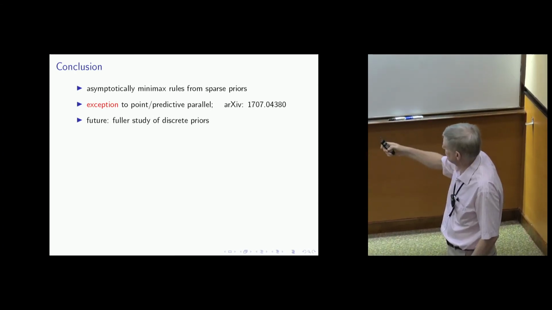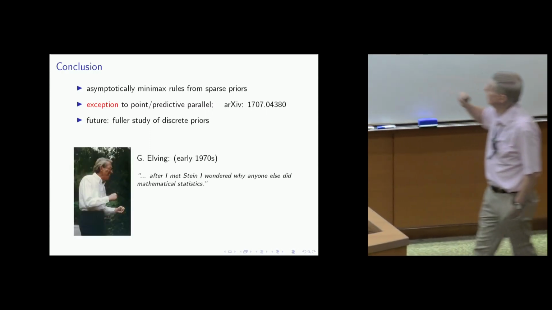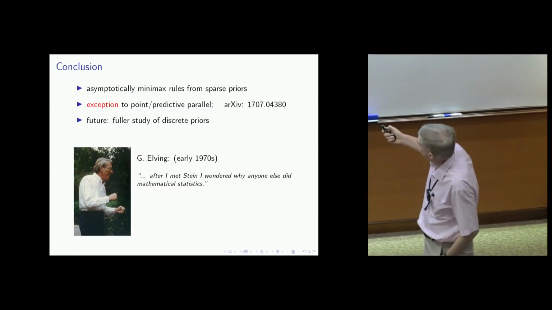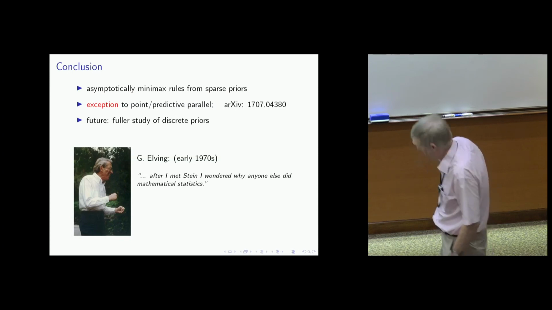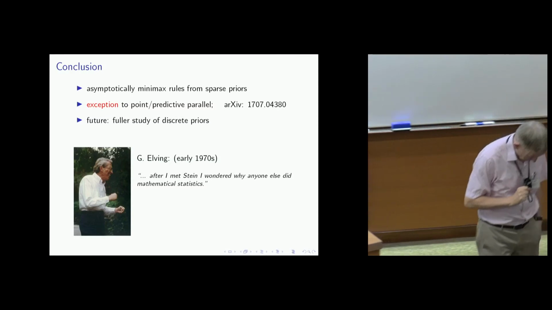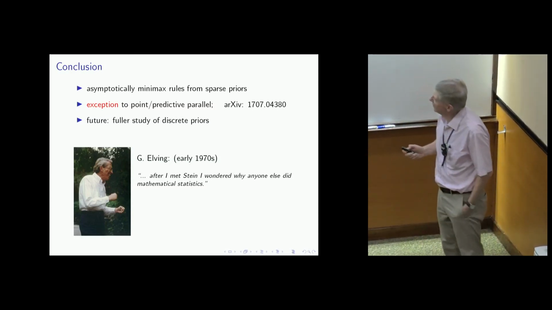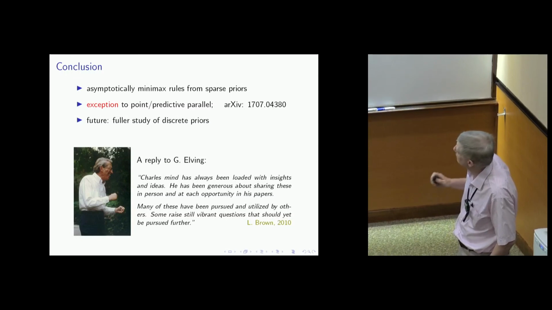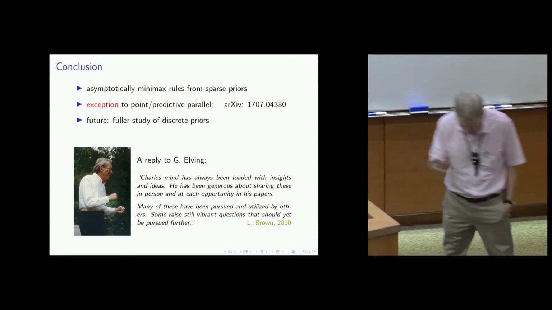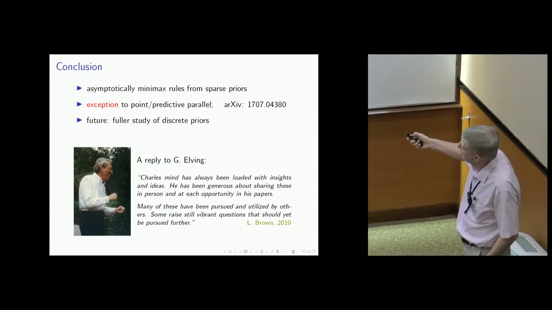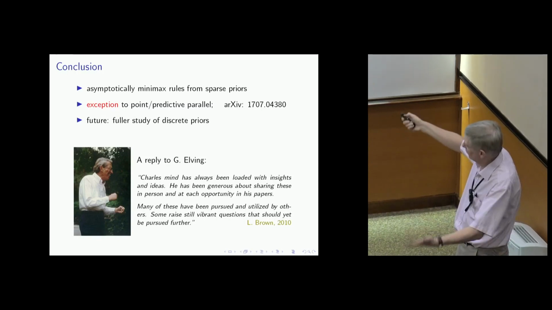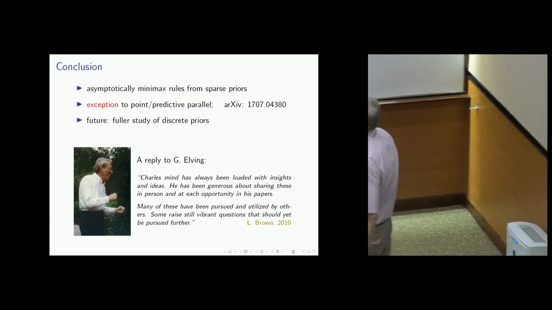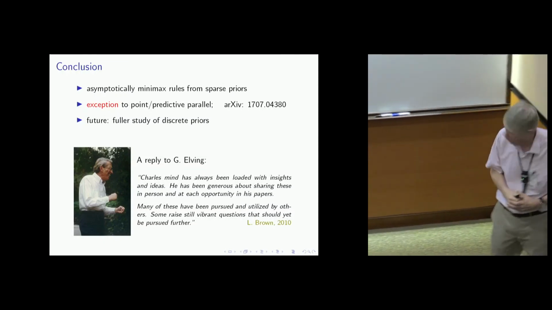There's more to understand about these discrete priors, but to bring this back to Charles, Brad Efron has this quote that I think is quite well known from Gustav Elving when he was visiting Stanford, that after I met Stein, I wondered why anyone else did mathematical statistics. Larry Brown probably wasn't thinking of that quote at the time, but he said it better than I can say it in his 2010 talk, that Charles was so generous in sharing his ideas, and they have given us so much to work with that's at least one way to reply to Elving's question.